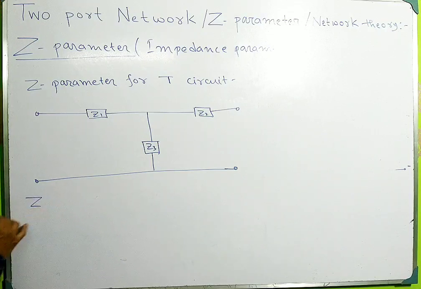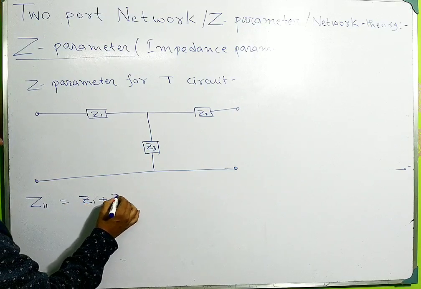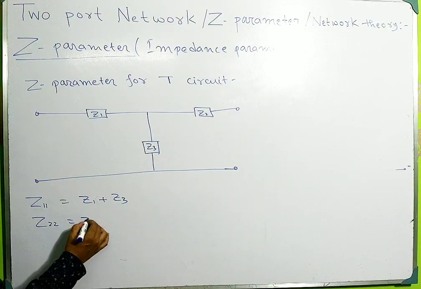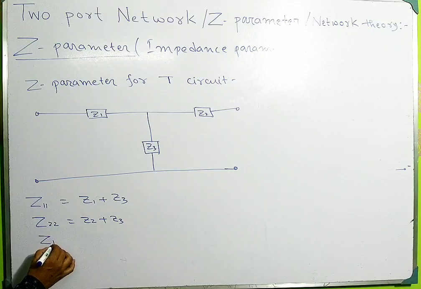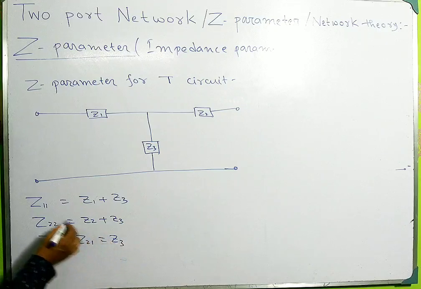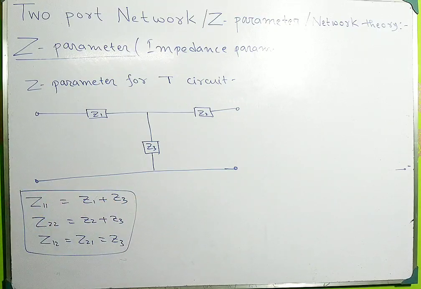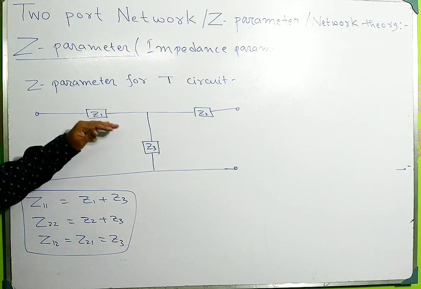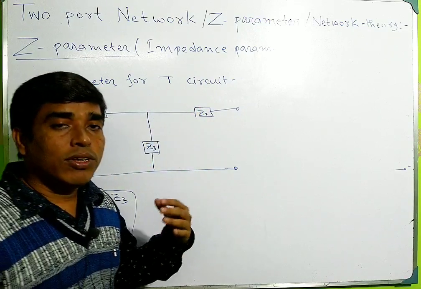For this circuit, Z11 must equal Z1 plus Z3, Z22 must equal Z2 plus Z3, and Z12 equals Z21, which must equal Z3. So this is the formula to calculate the Z parameters for a T circuit. Okay, so in this way.